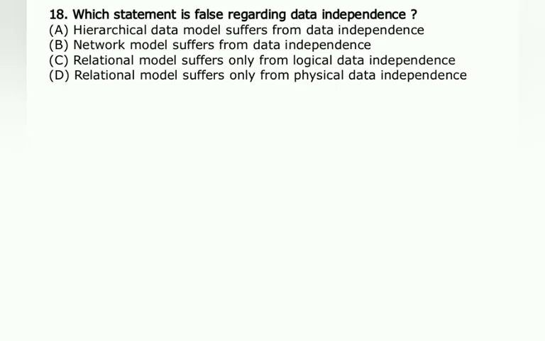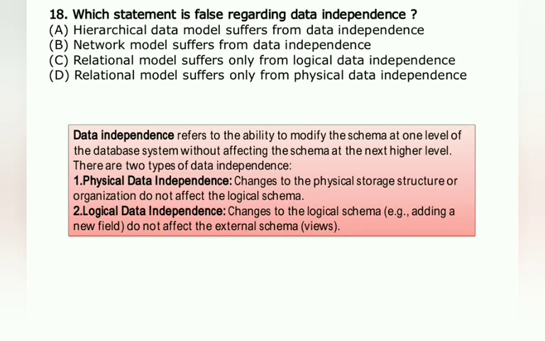Next, which statement is false regarding data independence? What is meant by data independence first of all? Data independence refers to the ability to modify the schema at one level of the database system without affecting the schema at the next higher level. There are two types of data independence: physical data independence and logical data independence. Changes to the physical storage structure or organization do not affect the logical schema. And in logical data independence, changes to the logical schema, such as adding a new field, do not affect the external schema, that is views.